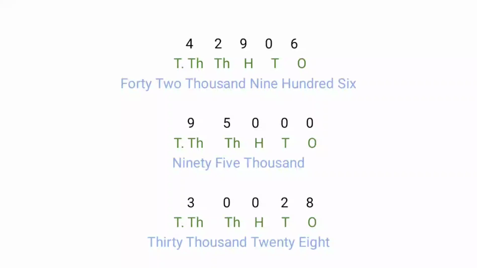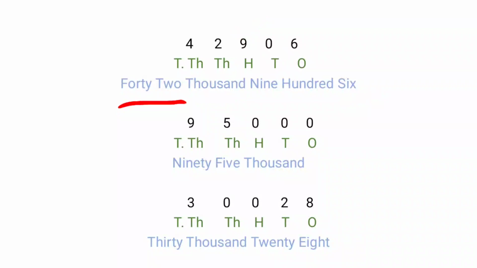Next, here is a 5-digit number. First, decide the places: ones, tens, hundreds, thousands, and 10,000s. Now, the special rule: on thousands place there are two digits, 4 and 2. So this will be read or counted in combined form. So 42 in combined form is called 42, and its place will be thousand. So 42,900 and 06 is counted as 6. Okay.